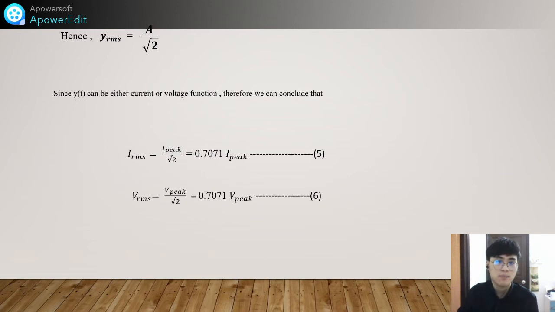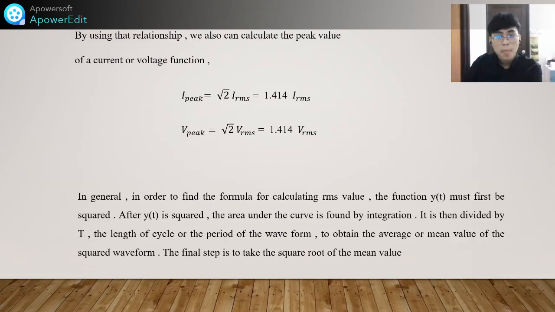Since y can be either a current or a voltage function, we can conclude that I-RMS is equal to I peak over square root 2, and V-RMS is equal to V peak over square root 2. By using that relationship, we can also calculate the peak value of a current or voltage function. So I peak is equal to square root 2 times I-RMS, and V peak is equal to square root 2 times V-RMS.